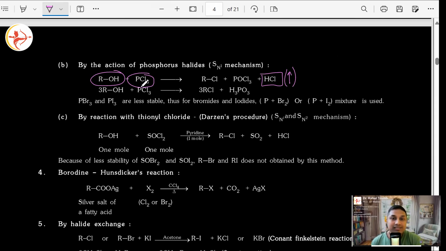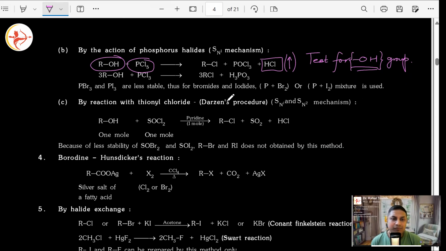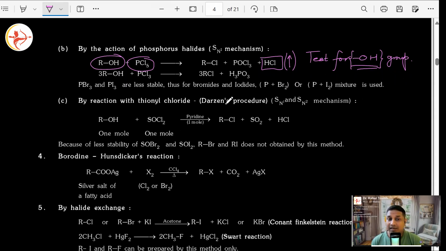So what can we call this? Test for OH group. Please write it down somewhere. Test for whether a given organic compound contains OH or not, that we can test using PCl5. PCl3 is a bit difficult because you don't get any distinct way of identification or observation. PCl3 is not that powerful, but yes, PCl5 does that.